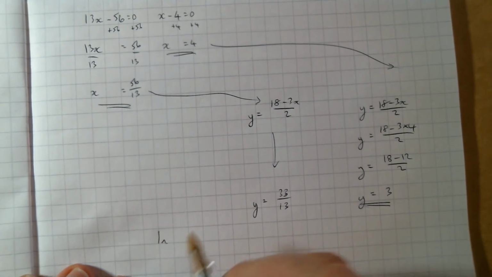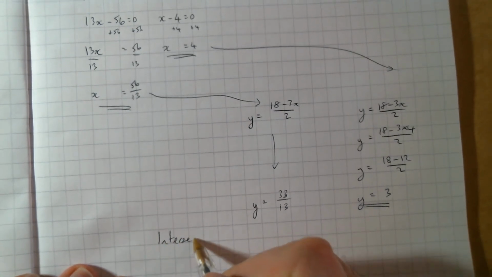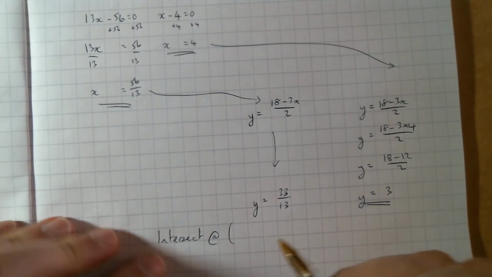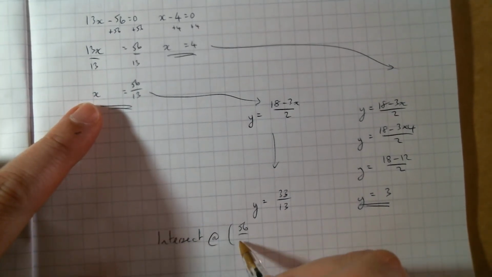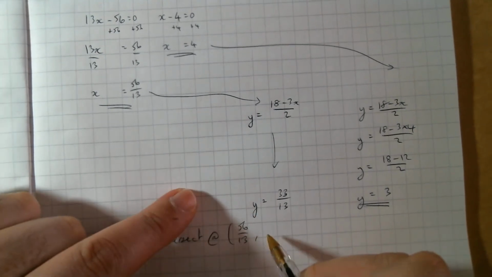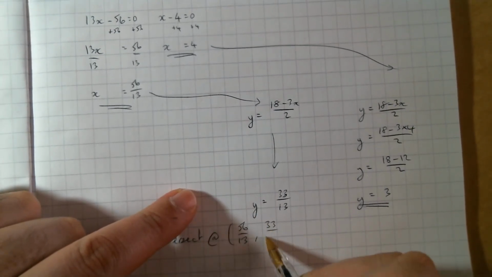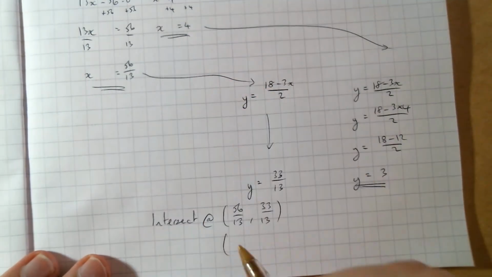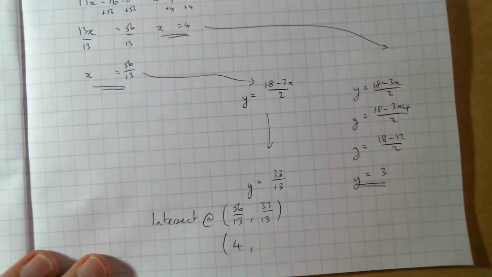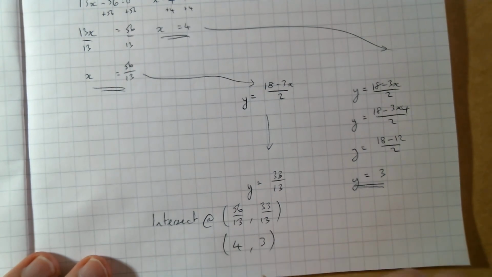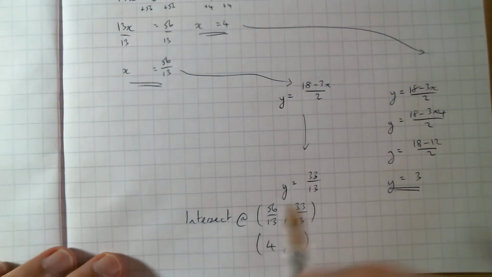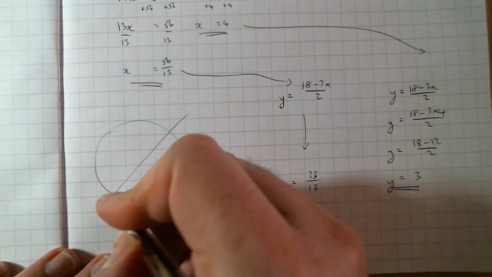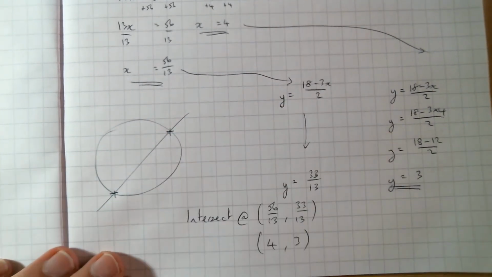So the line and the circle intersect at an x value of 56/13ths with a y value of 33/13ths, and also an x value of 4 and a y value of 3. What's happening there is the line is cutting the circle in those two places.